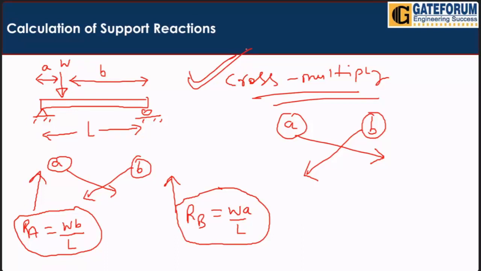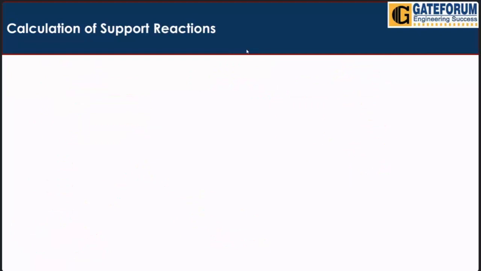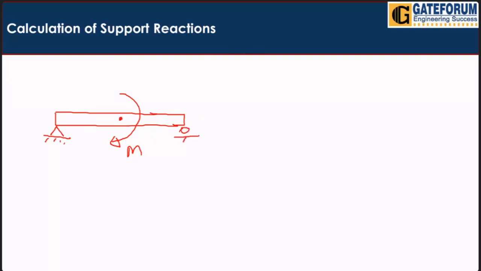Now we have one more shortcut, and the shortcut is for a point moment acting at a point. Suppose here we have a point moment acting at the center point or at any point. Suppose here we have a hinge and here we have a roller, like this only.